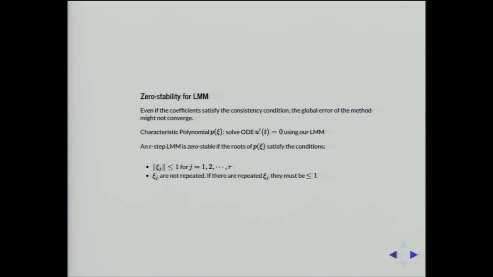But the interesting part is the 0 stability for linear multi-step methods. 0 stability means that I want to find the roots of my characteristic polynomial, which comes from using my method to solve the trivial ODE. The condition is that all the roots must have magnitude less than or equal to 1, and the ones that are repeated should be strictly less than 1. There's an error here: it should be strictly less than 1.